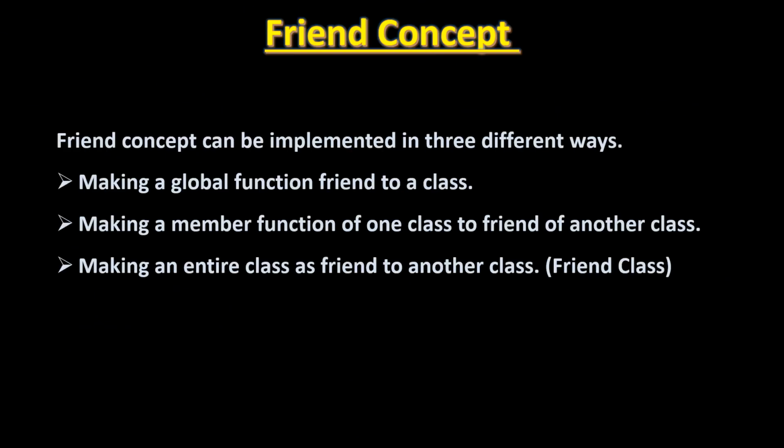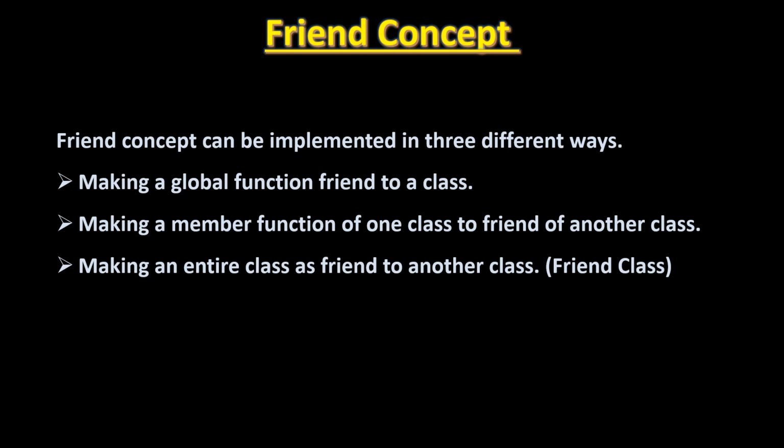Now, in how many ways can we do this friend concept? Generally this friend concept can be implemented in three different ways. Just now we were discussing one of the methods, making a global function a friend to your class. That is one way. Another way is making a member function of one class a friend of another class.